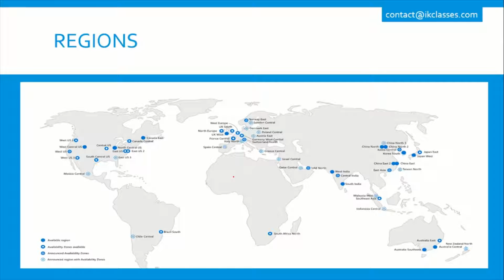The first concept in module 2 is Azure Region. A region is a geographical area on the planet. A region contains one or multiple data centers that are connected together with a low latency network. A few examples: West India, Central India, and South India. At the time of recording this video, there are 60 plus regions available in 140 countries.